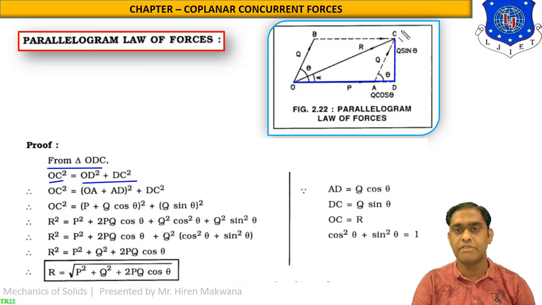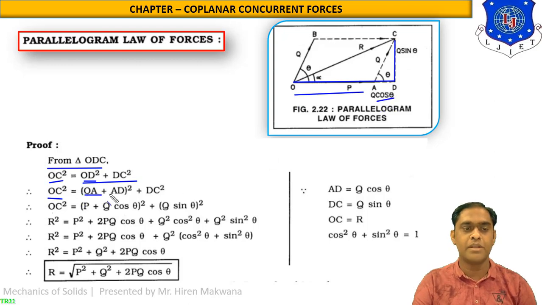You can see OC square is equal to OD square plus DC square. Now replace the values turn by turn. What is OC square? First of all, divide OD in two parts. You can see from the figure that OD can be divided in two parts, OA and then after AD. So in place of OD, I am replacing (OA plus AD) whole square plus DC square will be as it is. So now OC will be equal to R square.